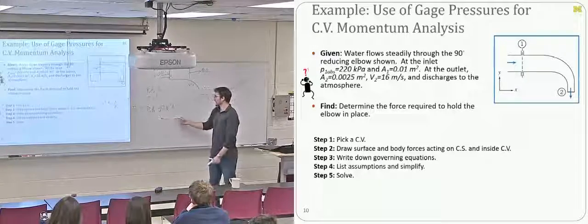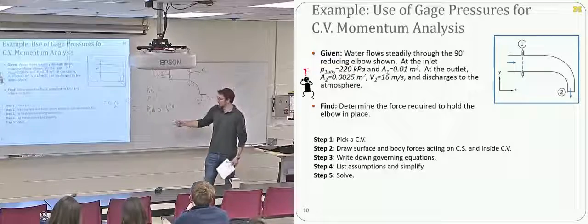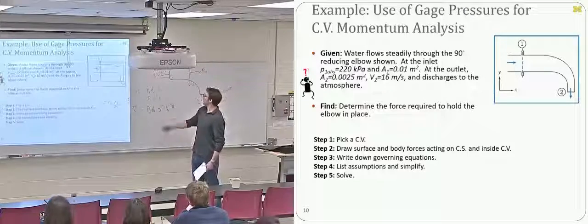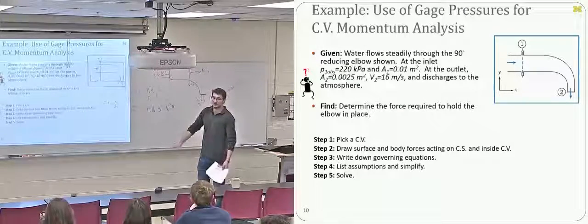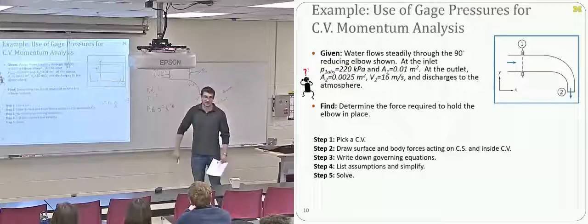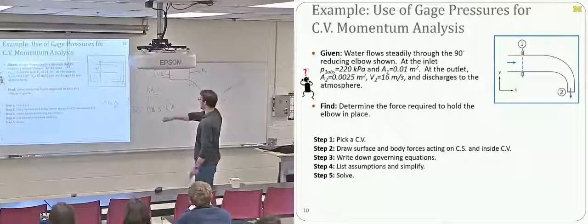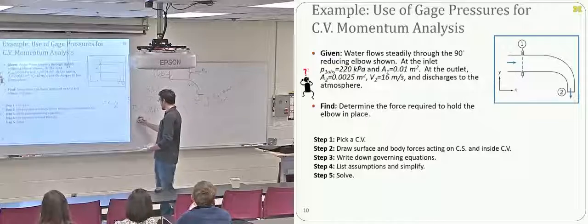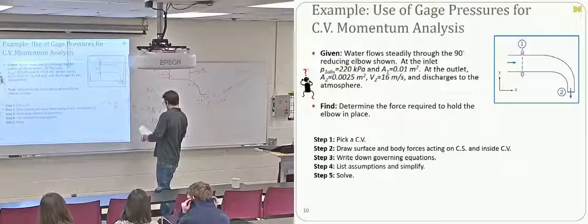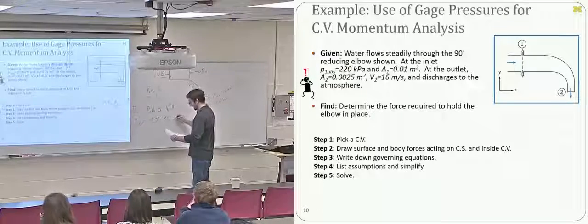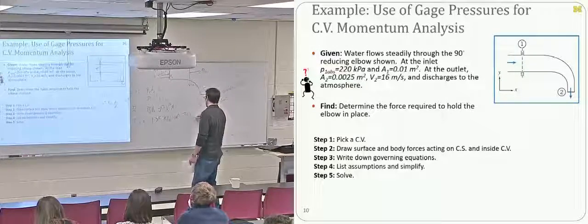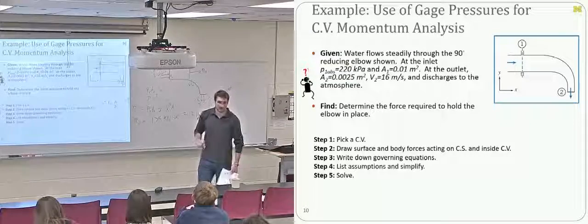Okay? Now do we have everything that we need to solve this? Gauge pressure, P1? Yes. A1? Given. Rho? It's water. V1? Right here. A1 again? Given. So if we plug all those values in here and type it into our calculator, what we end up getting is that Rx is equal to negative 1.35 kilonewtons, which is about 303 pounds force.